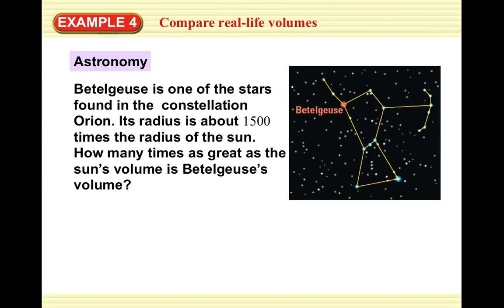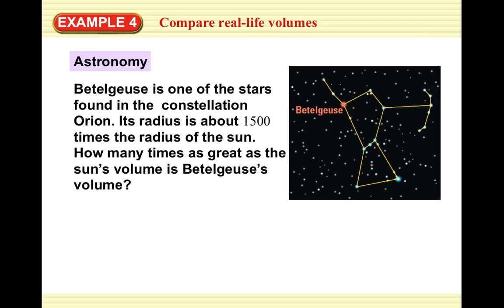All right, let's take a look at a real-life example. So again, talking about astronomy, as you'll remember from the electives showcase, we do offer an astronomy class next year as we start to offer physics in the 11th grade science curriculum. So it's pretty exciting. Betelgeuse is one of the stars in the constellation Orion. So you'll notice that in the right-hand picture, we have the constellation Orion, noticeable by the 3 stars in the middle representing Orion's belt. And then Betelgeuse is in the upper left-hand corner. Its radius is about 1,500 times the radius of the sun. So how many times as great as the sun's volume is Betelgeuse's volume?